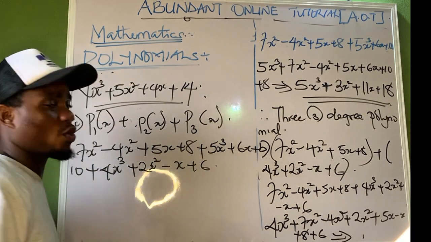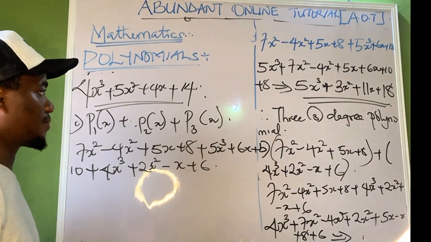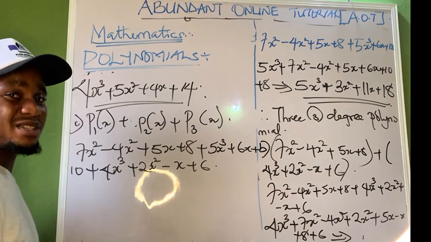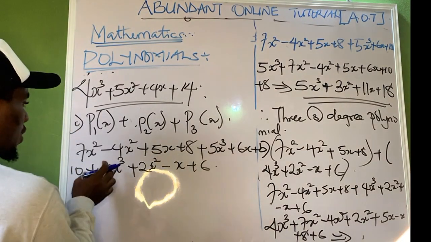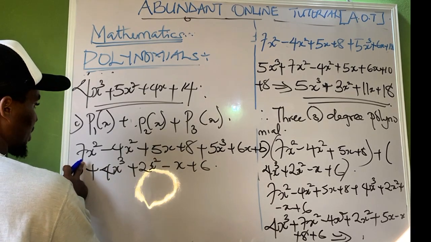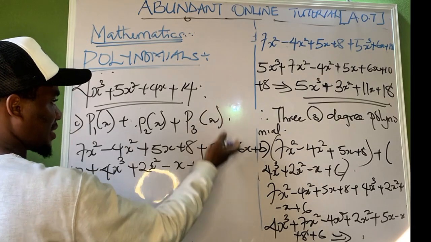Pause this video and finish it. I'm giving you 5 minutes. Have you done that? Okay, 5 minutes is too much. Let's continue. So let's collect the like terms. I have 7x squared, I have 4x here. I'm going to deal with the highest degree.